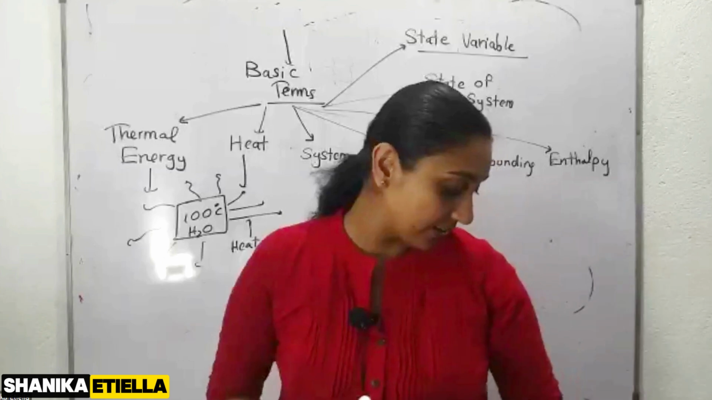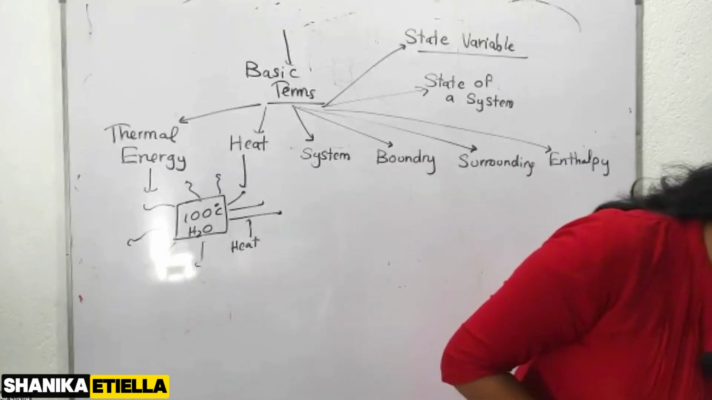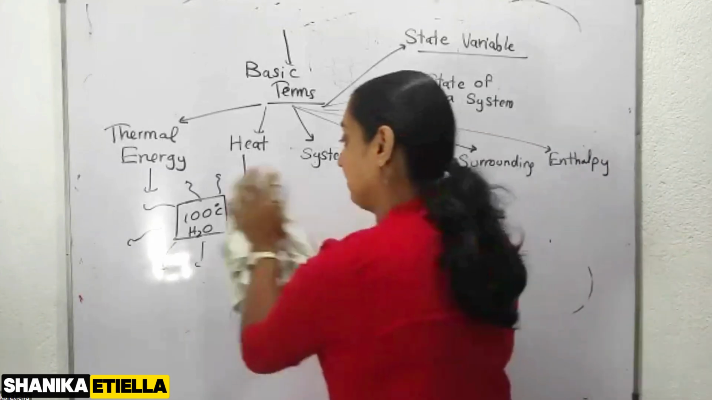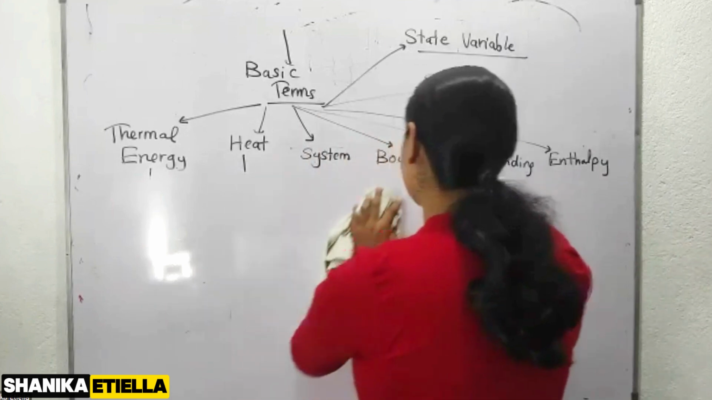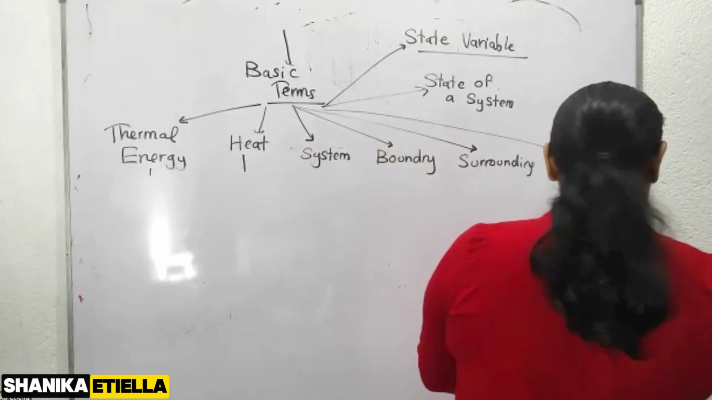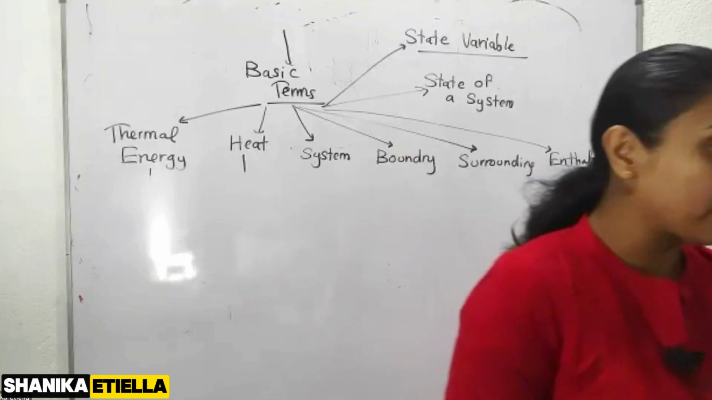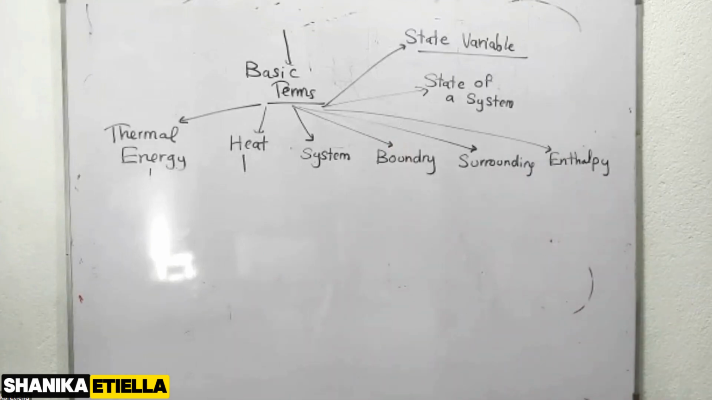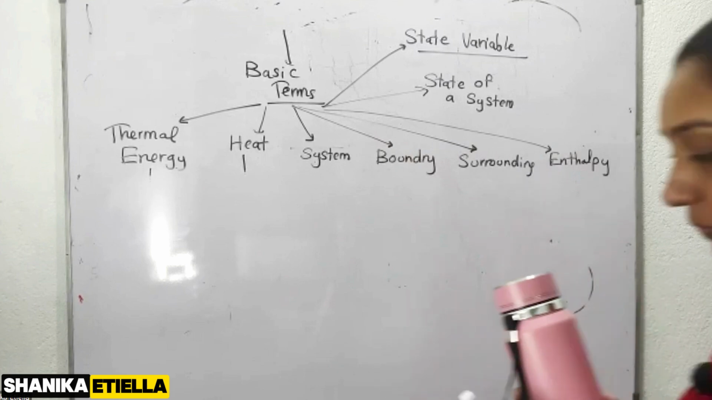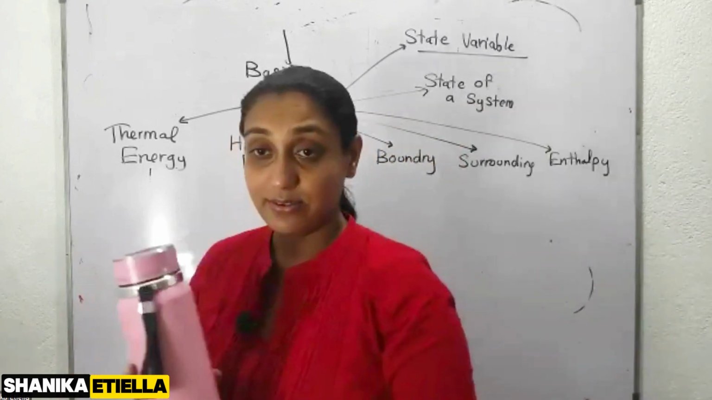Then the third one. Okay, now we are moving into very basic terms. What is system? What is boundary and what is surrounding? Do you have your water bottle with you? Can you take your water bottle, like me, or your mug or something?